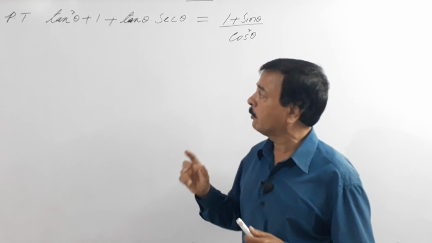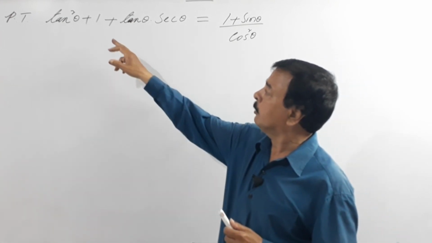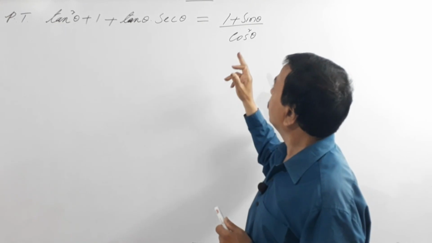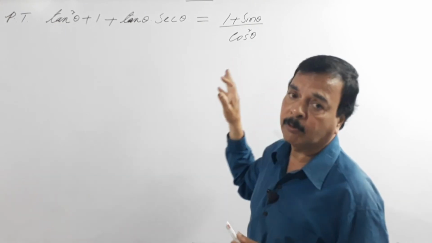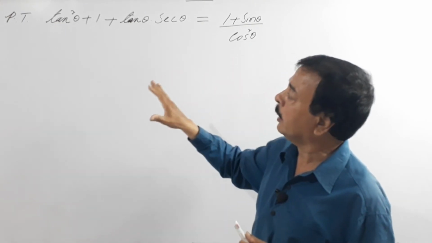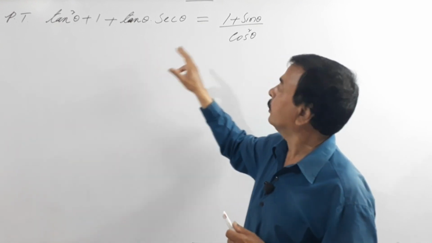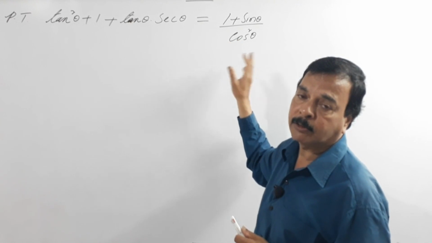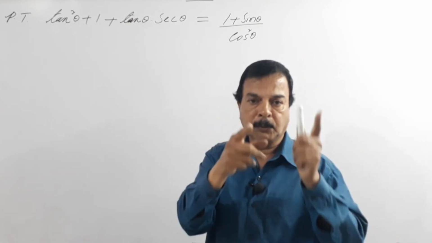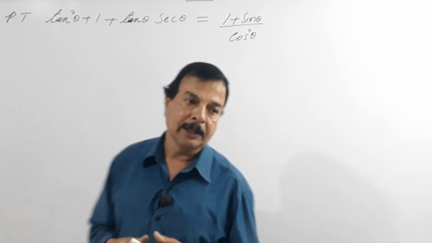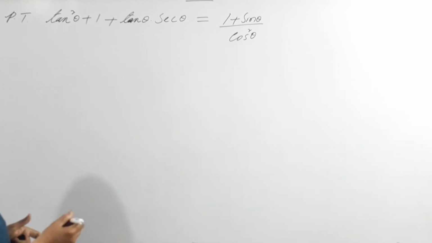So dear students, we have a problem. Tan square theta plus 1 plus tan theta into secant theta equals 1 plus sin theta divided by cos square theta. You have to prove that tan square theta plus 1 plus tan theta into secant theta equals 1 plus sin theta by cos square theta. I am supporting you, so look at this problem carefully.